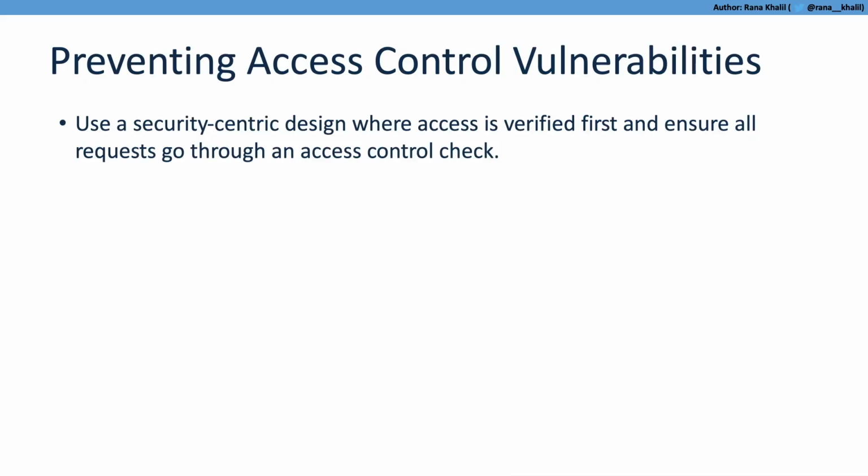Number one, and this is really important, is that you use a security-centric design where access is verified first and ensure all requests go through an access control check. So one of what we call positive patterns in the way access control is implemented is to build a centralized access control engine that all requests are forced to go through, as opposed to having to manually add checks in various places in the application.